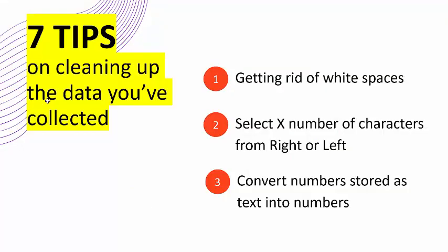We have looked at the first 2 features. The very first one is getting rid of the white spaces. We use the formula called TRIM, equals TRIM. The second formula, we select X number of characters from the right or the left. In this situation, we select the last 7 digits. That means from the right, we enter equals RIGHT, take the cell reference, and then we key in 7. Alright, that's 7 characters.